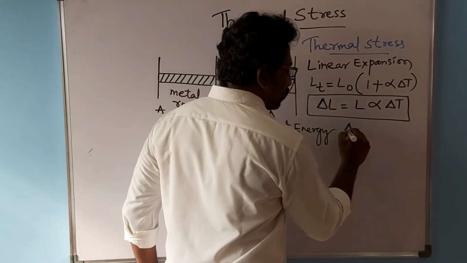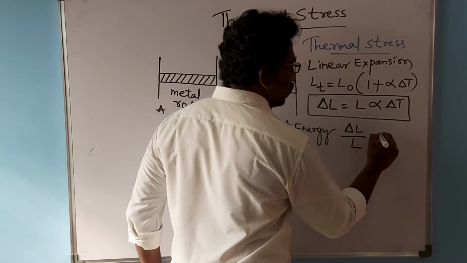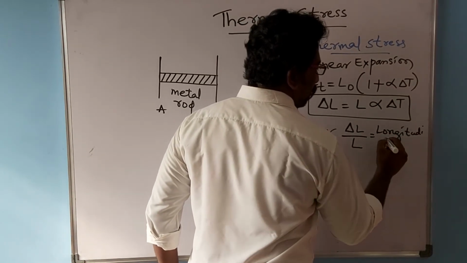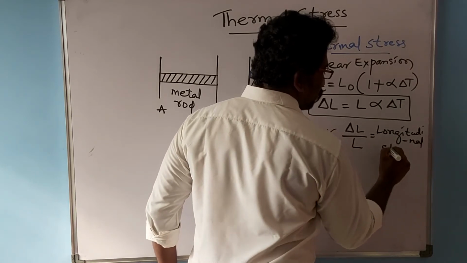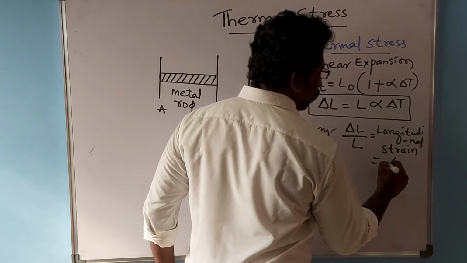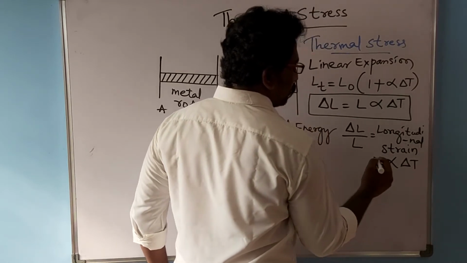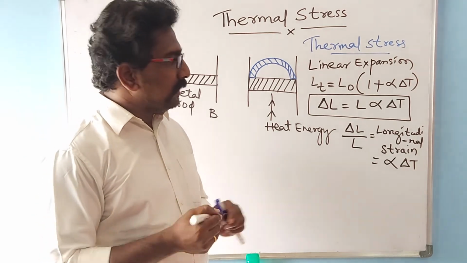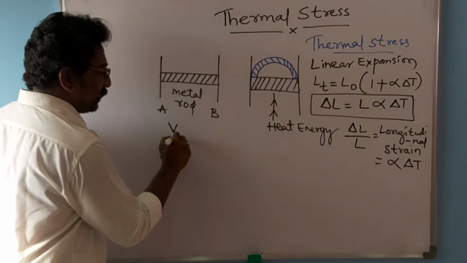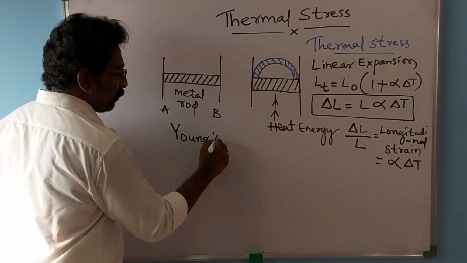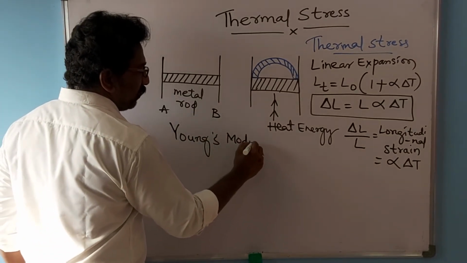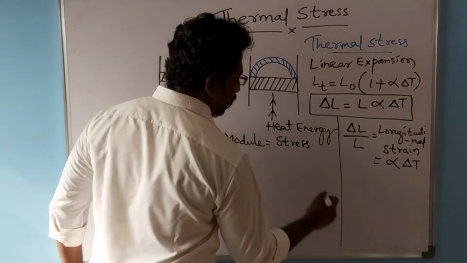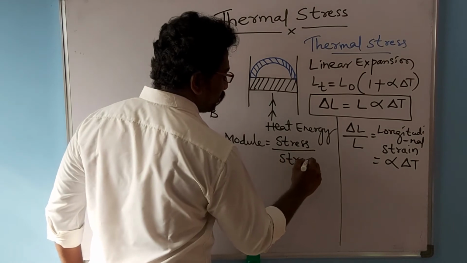The same equation can also be written as delta L by L, which is also called the longitudinal strain, is equal to alpha delta T. So this longitudinal strain is equal to alpha delta T. Now we know what is meant by Young's modulus. The Young's modulus formula is written as stress by strain.